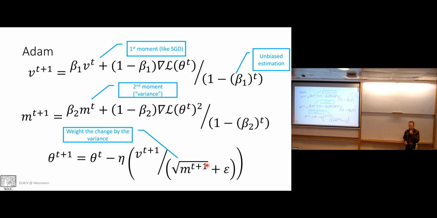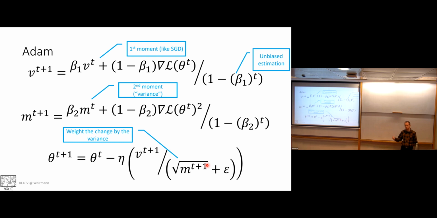Yes. Can you explain again why the second moment, what we gain from looking at the second moment? So we have a variance. Yeah. We have, so some of the parameters are changing very frequently. So we don't want to make large steps there because there's a lot of uncertainty. Other parameters are not affecting the model very often.